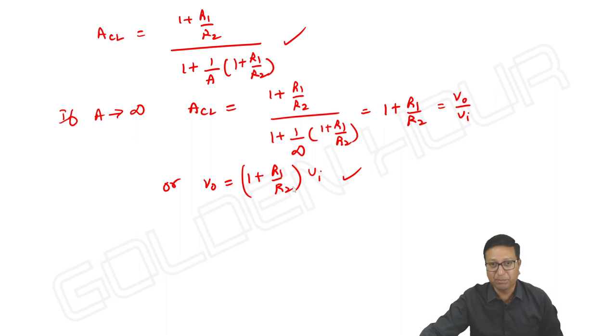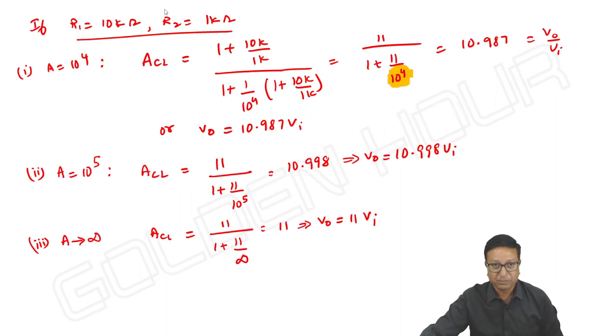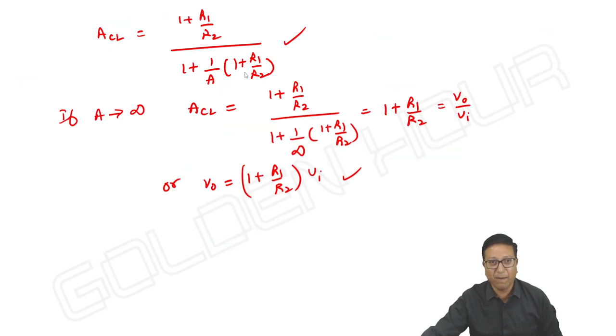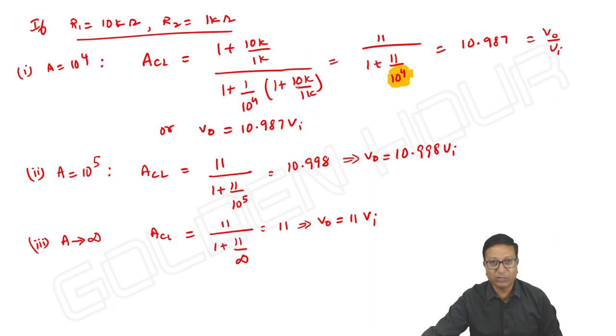The equation is looking simple, and for the exact values, if the open loop gain is 10 power 4, the closed loop gain is 10.987, which is almost close to 11. But the gain equation is a bit complex. Formula wise it is looking complex, but the final result is almost close to 11. If the open loop gain is 10 power 5, then the closed loop gain is 10.998. It is much close to 11. The exact value and approximate value, there is not much difference.